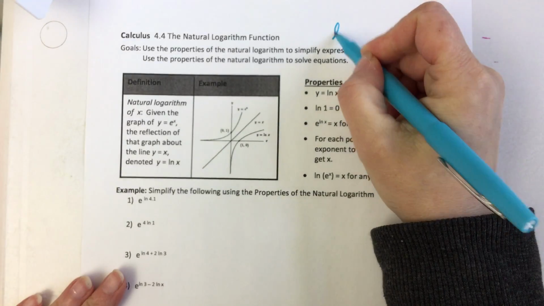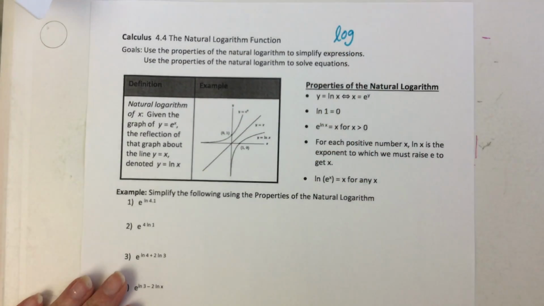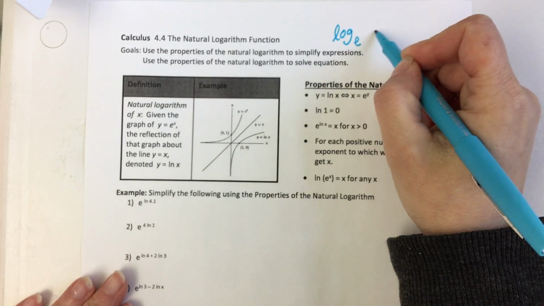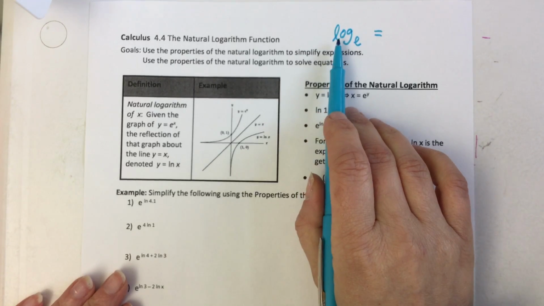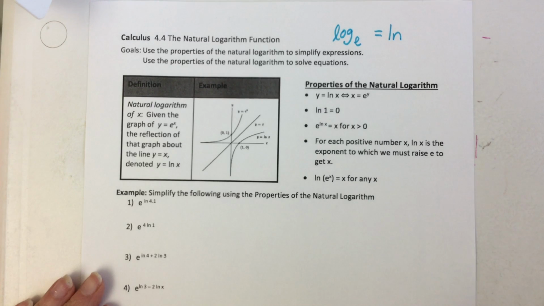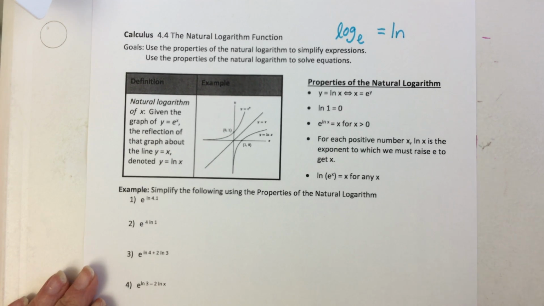Today in Calculus we are going to look at section 4.4, which talks about the natural logarithm function. So remember, when you have a log, they always have a base. What a natural log means is that you have a log with a base of e. So rather than writing it as log with a base of e, they write it as ln. So it is your natural log.